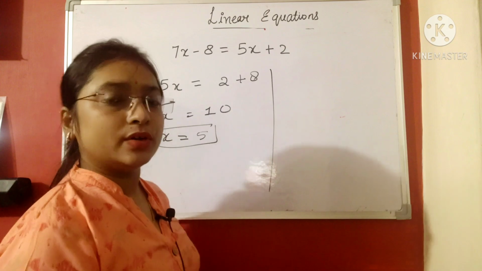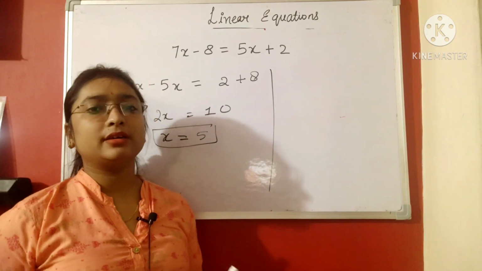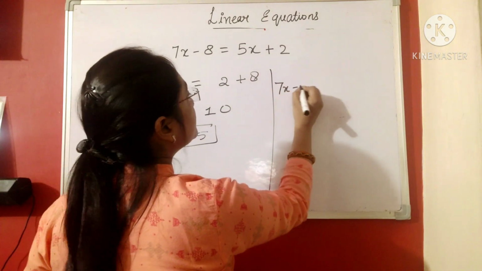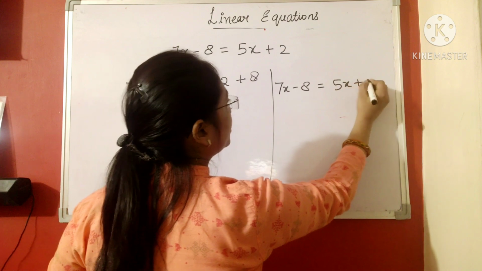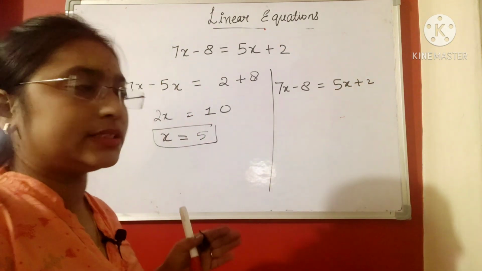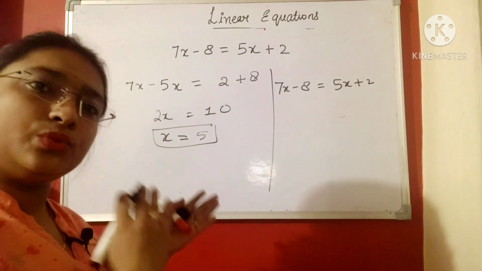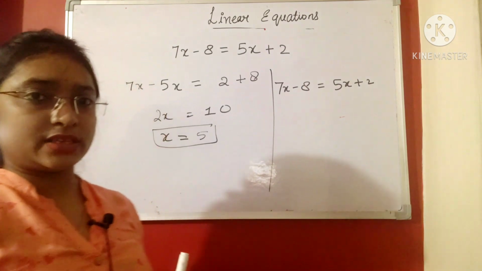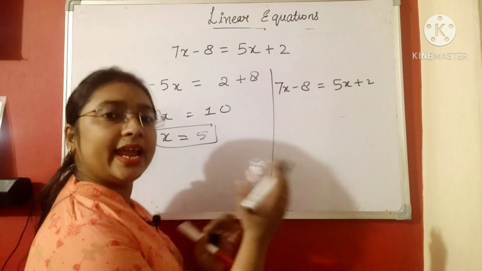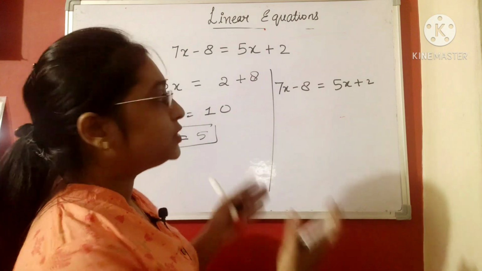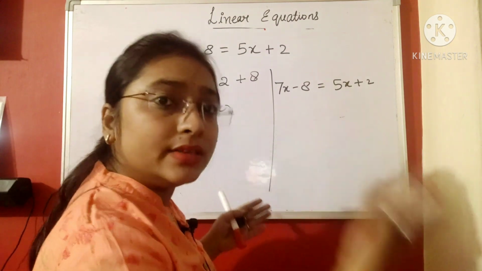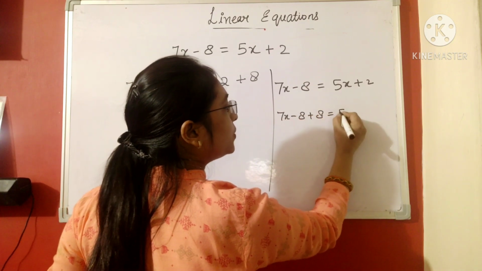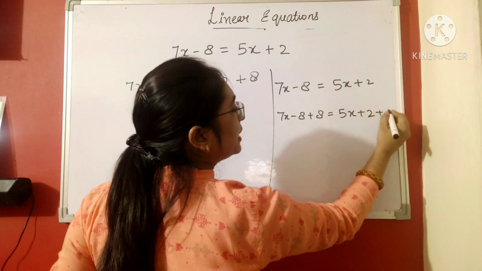Now let's come to the inverse method. What is the inverse method? The inverse method basically deals with the cancellation of terms. Let's see how. 7x minus 8 equals 5x plus 2. Now we have to cancel the terms and reduce the like terms towards one side. Minus 8 is extra over here, so we will add 8 on both sides. Why are we doing it on both sides? So as to maintain the balance of the equation. So 7x minus 8 plus 8 equals 5x plus 2 plus 8.